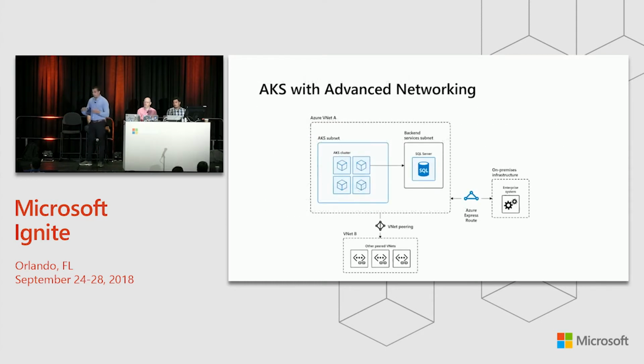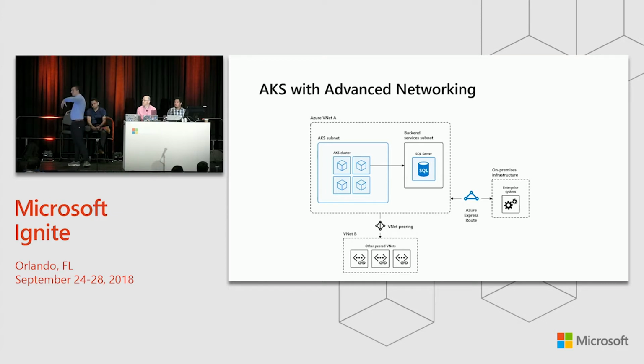So how does it look when it comes to advanced networking? You have an AKS cluster and a subnet within your virtual network. Then if you want to connect to a backend database, for instance, a SQL server, you can use service endpoints. Using service endpoints, you make sure that the communication remains within the Azure backbone network.